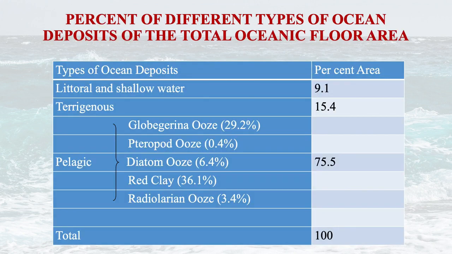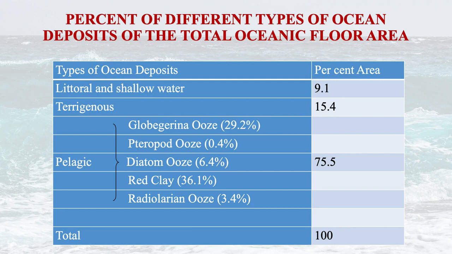Now in this table you can see different types of ocean deposits in terms of percent of the total oceanic floor area. Like you can see that pelagic deposits occur in about 75.5% area of the ocean, while terrigenous deposits only cover about 15.4%, and littoral and shallow water deposits are only 9.1%. So pelagic deposits are the main ocean deposits, while others are only occupying the peripheral areas and are in very less percentage.